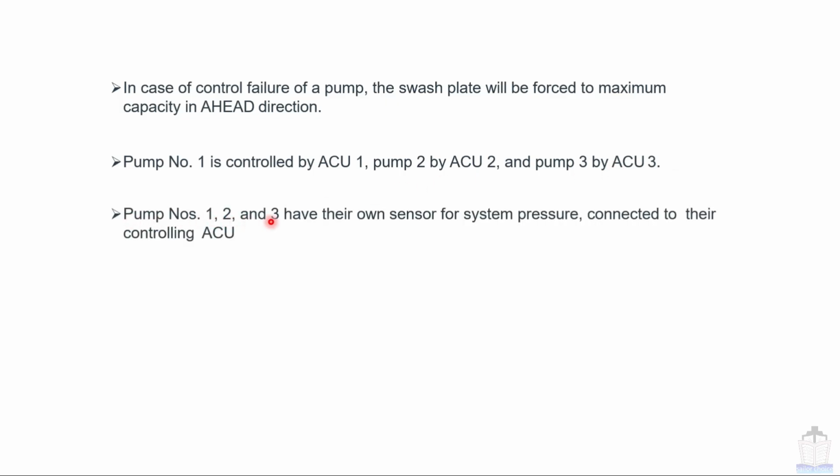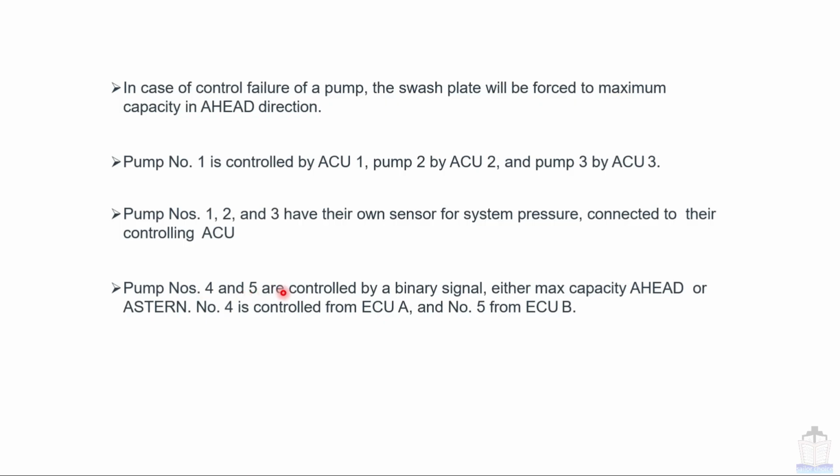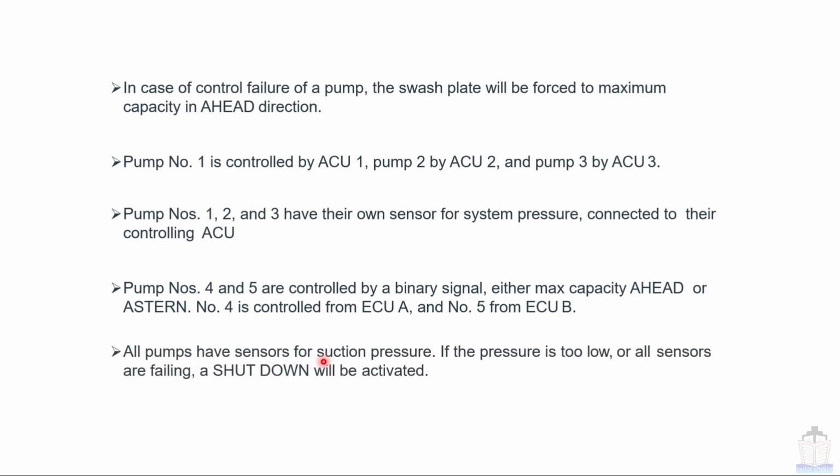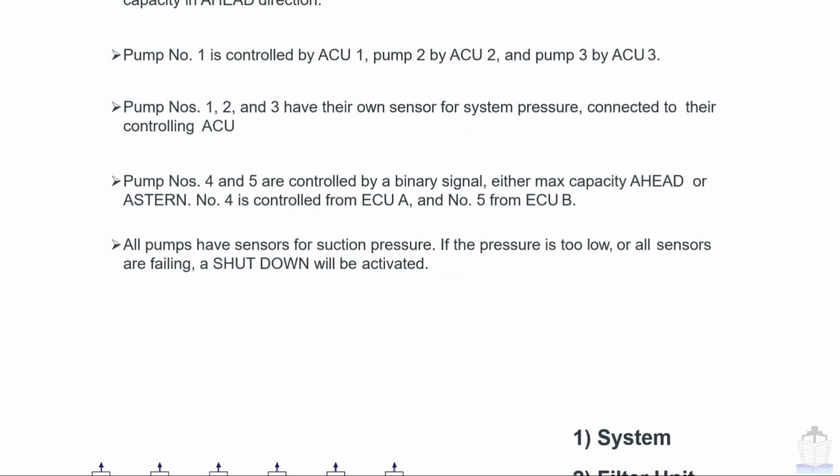Pump number 1, 2 and 3 have their own sensor for system pressure connected to their controlling SU, meaning the LP and HP pressure sensors. Pump number 4 and 5 are controlled by binary signals, either maximum capacity ahead or astern. Number 4 is controlled from ECU A and number 5 from ECU B. All pumps have sensor for suction pressure. If the pressure is too low or all sensors are failing, a shutdown will be activated. Regarding this, we have already discussed.